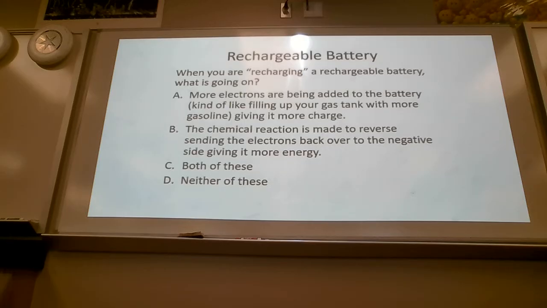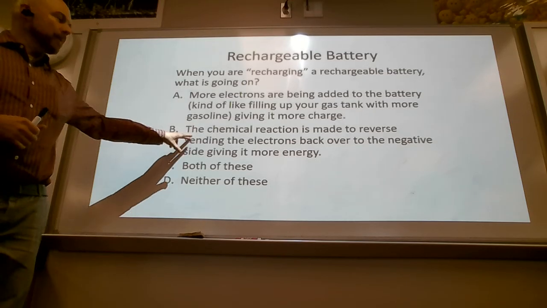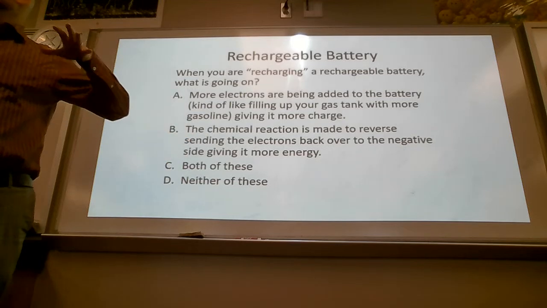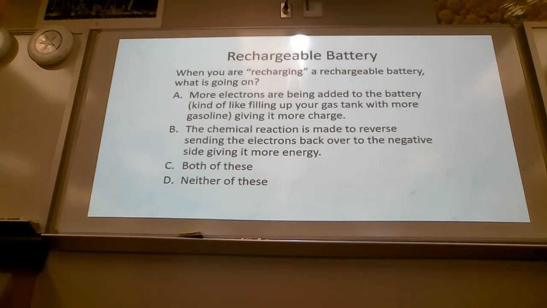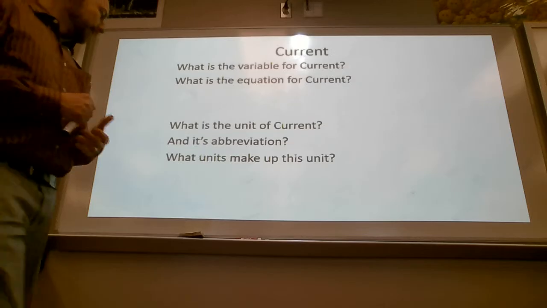So in chemistry, you remember studying a reversible chemical reaction, like some chemical reactions are reversible? Okay. So B is the right answer. When you put your battery into a charger, that is the motivation for the chemical reaction to reverse, go backwards, and so you have this rechargeable battery. Good with that? All right.